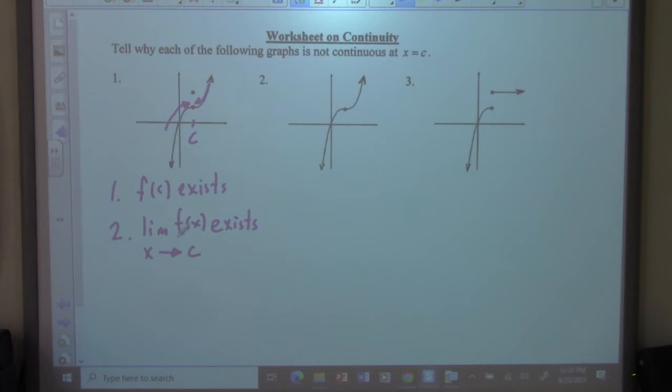Now, are these two things the same? Is f of c equal to the limit as x approaches c of f of x? Are they equal? No, they are not equal. So I'm going to put this. Therefore, f of x is not continuous at x equals c.